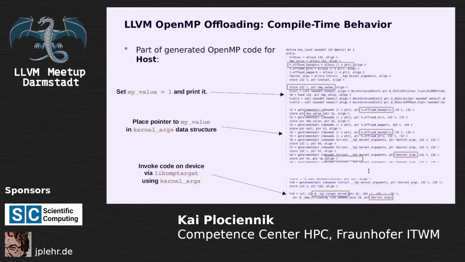Then this code puts all the pointers in an array and hands them to the offloading runtime library by calling target kernel. That's how, in the end, the device code is executed. And that's why it works. That's the basic idea behind OpenMP offloading in LLVM.